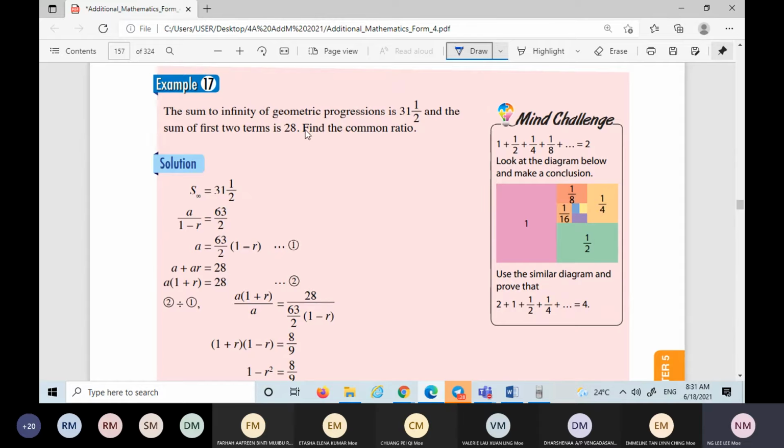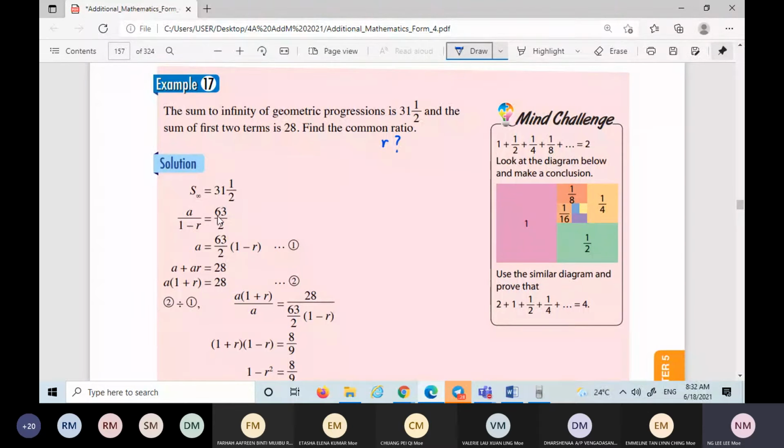Okay, the sum to infinity of a geometric progression is 31 1/2. So they give you the S infinity, and the sum of the first two terms is 28. They don't give you the A, they don't give you the R, they don't give you the progression. They give you these two pieces of information. They ask you to find the common ratio, to find the R.